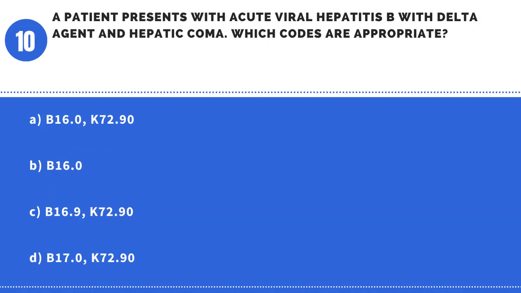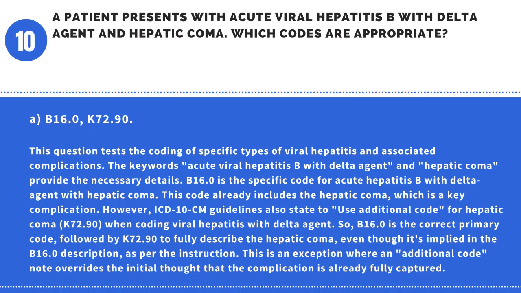Question 10. A patient presents with acute viral hepatitis B with delta agent and hepatic coma. Which codes are appropriate? A. B16.0, K72.90. B. B16.0. C. B16.9, K72.90. D. B17.0, K72.90. Answer A. B16.0, K72.90.